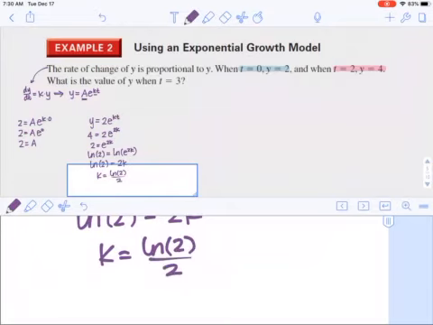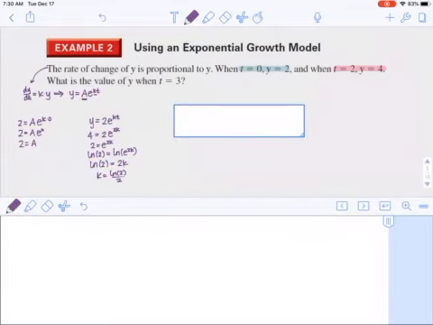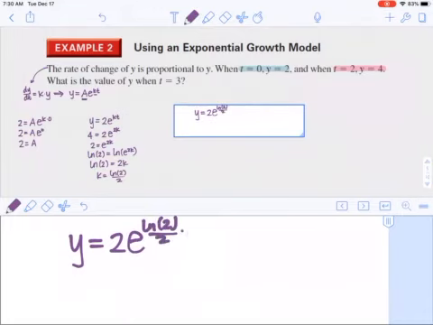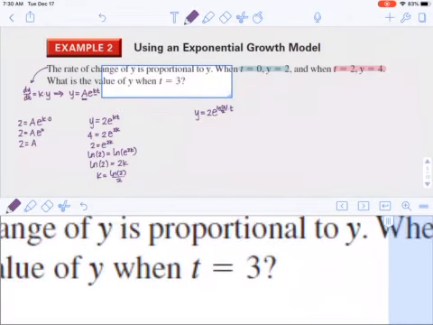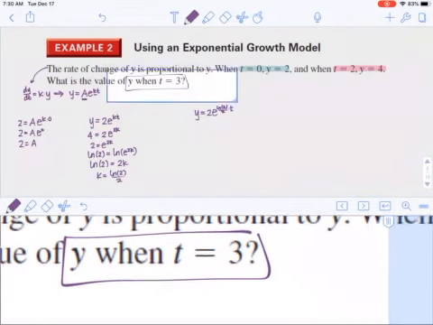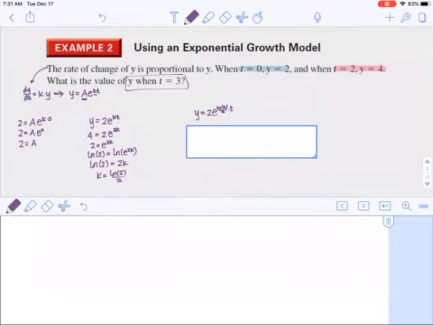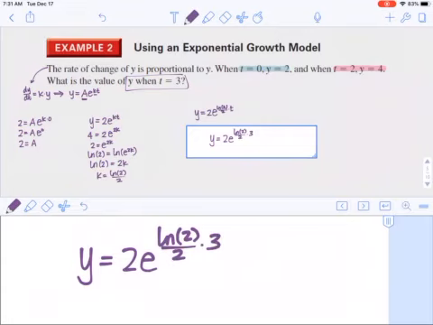Okay, all right, which means that my actual equation, my particular solution, now that I know all of the variables, is 2 e to the (ln 2 over 2) times t. So now I can use this equation, my particular solution, to answer the question, what is the value of y when t equals 3? Okay, so this is the actual question. Those other two were just to get to my particular solution. So I'm going to have y equals 2 e to the (ln of 2 over 2) times 3.